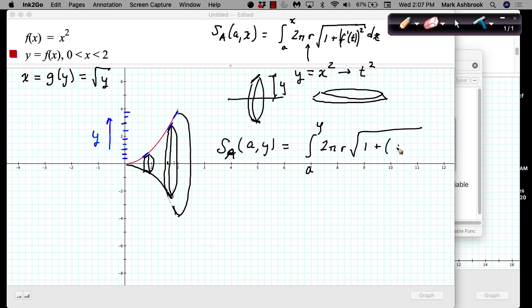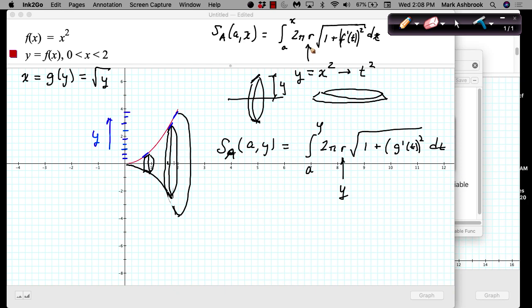I need now g prime squared. And now the question is, what do I put there for the radius? So again, we ask, is the radius an x coordinate, a y coordinate, a big change in x, a big change in y? It's still the y coordinate. And what's my independent variable? Y. So I need to write that y in terms of y. It's already in terms of y. So we're done.